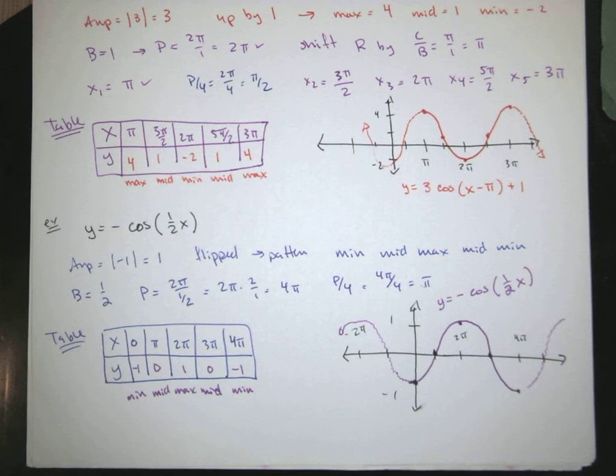So cosine, same kind of rules. Really very, very similar. It really is just a slightly different pattern. You're starting at a peak instead of starting at sort of a middle value. There we go. Graphing sine and cosine.